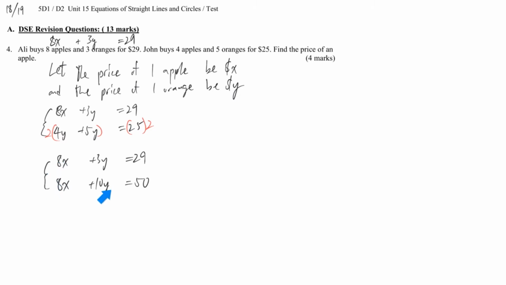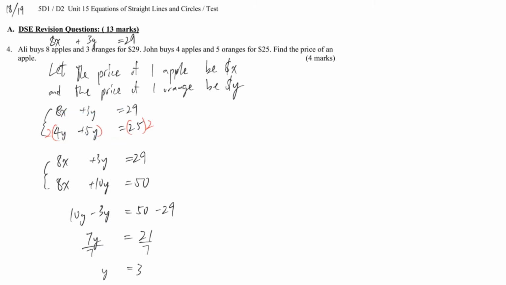We may use 10y minus 3y, so 10y minus 3y should equal to below 50 minus 29. I choose 10y first just because I prefer positive calculation. So 7y is equal to 21, both sides divided by 7. Then we get y equal to 3. Once we get y, then we can get x easily.